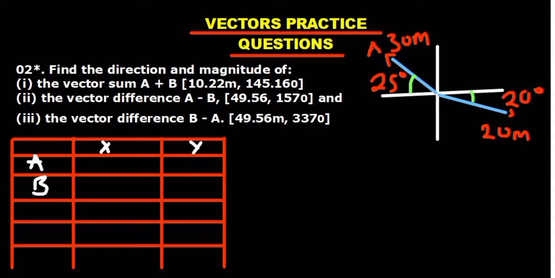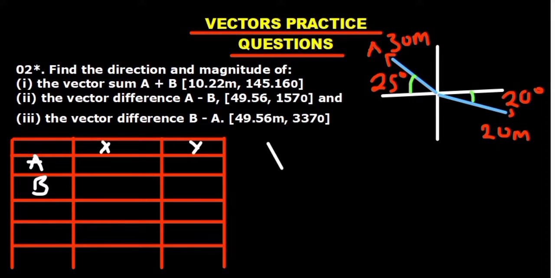Okay, so the second question is asking us, we've been given the diagram on the right hand side there. Then it says find the direction, the magnitude. Okay, so vector sum A plus B, vector difference A minus B, vector difference B minus A. To attempt such a question, what is very important is for you to resolve the given vectors into their components. Remember we say that the angle is supposed to be measured with respect to the positive x-axis, and we resolve the vectors into their x and y components.